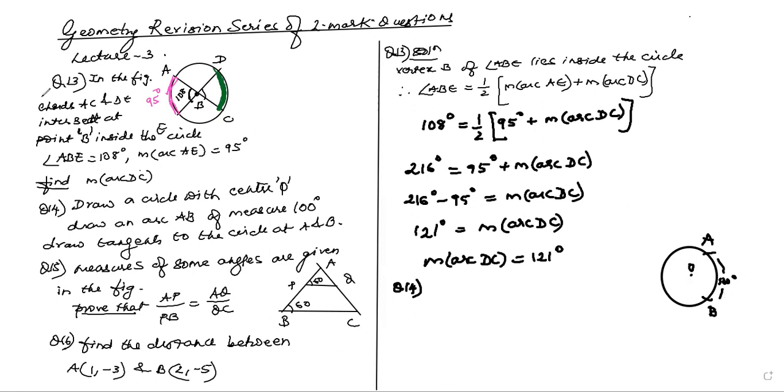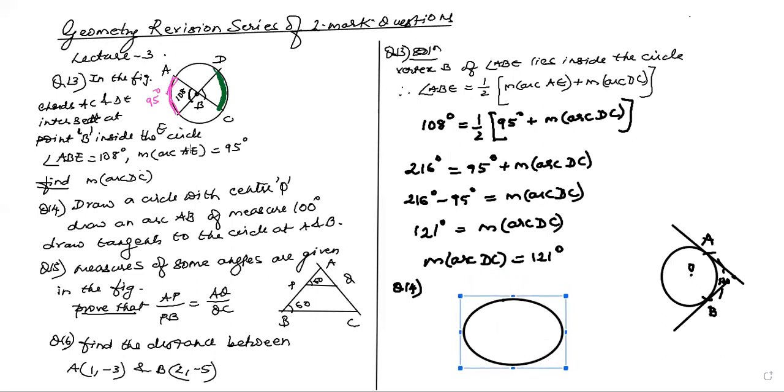They want me to draw a tangent at A and a tangent at B. Now, how can I do this? Okay, children, you can see here the question says, draw a circle with center O. Now, have they set the radius of the circle? No. That means you can take your own radius and draw one circle.